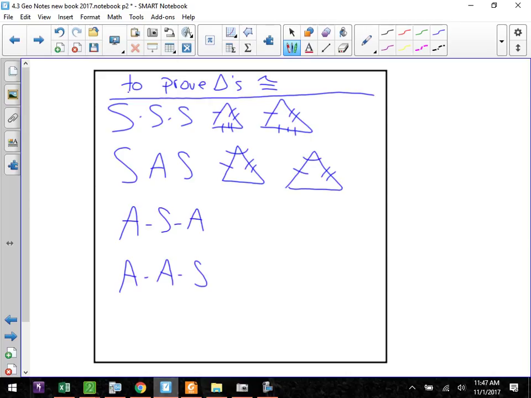notice how we have 3 consecutive sides congruent to 3 consecutive sides. The next one was 2 sides were congruent and the angle in between them. Well, the difference between side, angle, side and angle, side, angle is that it's going to be 2 angles in a row with the side between. So when you draw that out, angle, and the side in between.